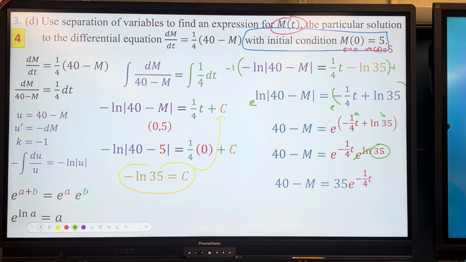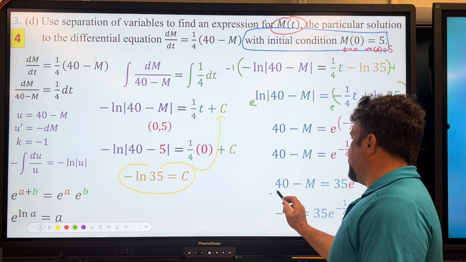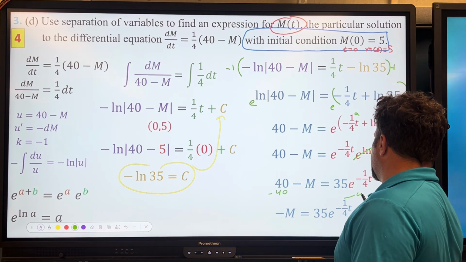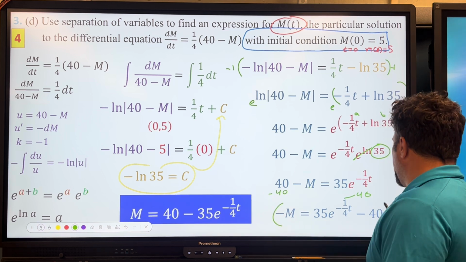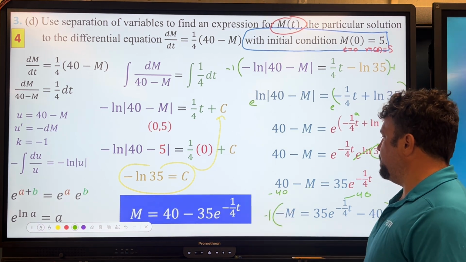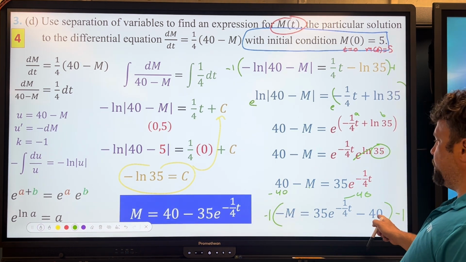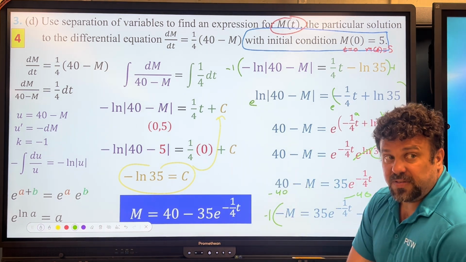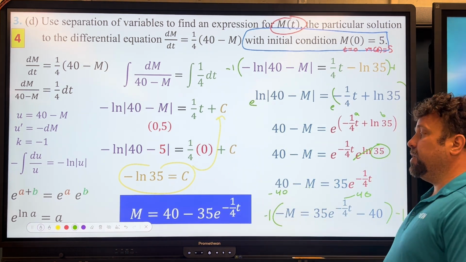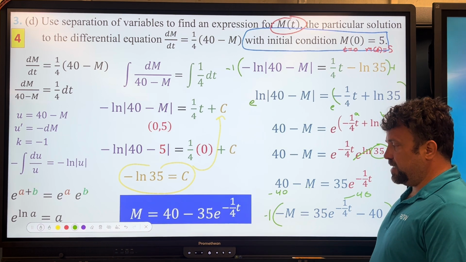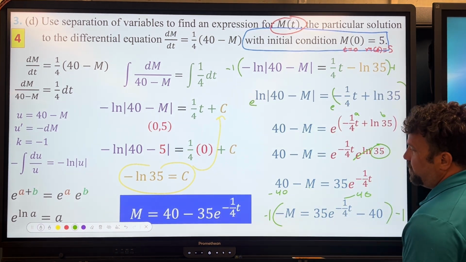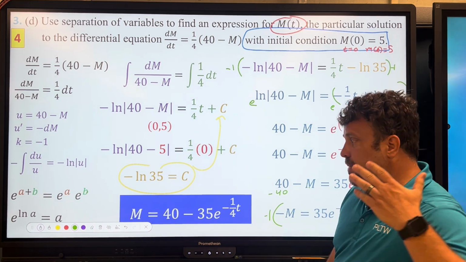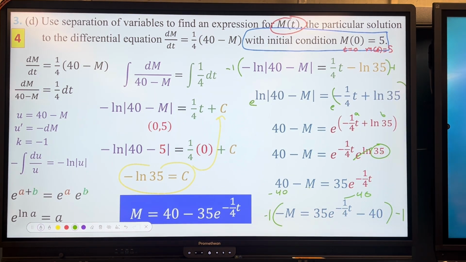We're still solving for m, so we're going to subtract 40 from both sides. And then finally, we multiply both sides, once again, by negative 1. That becomes negative, that becomes positive. I like to always put my positive numbers first. So my answer is m equals 40 minus 35e to the negative 1/4 t. If you want to put negative 35e to the negative 1/4 t plus 40, be my guest. But that is what my m of t equals.